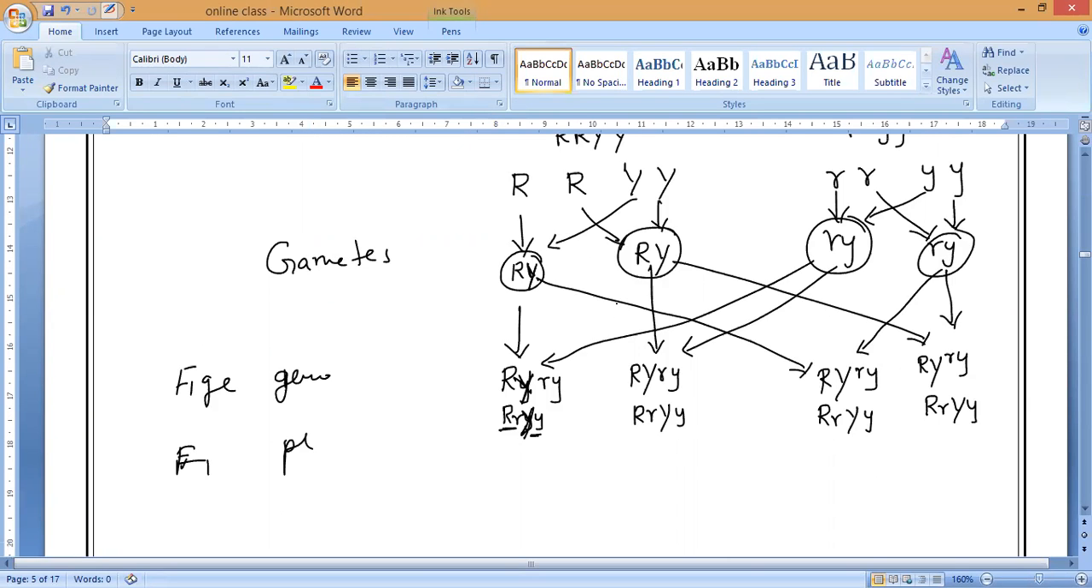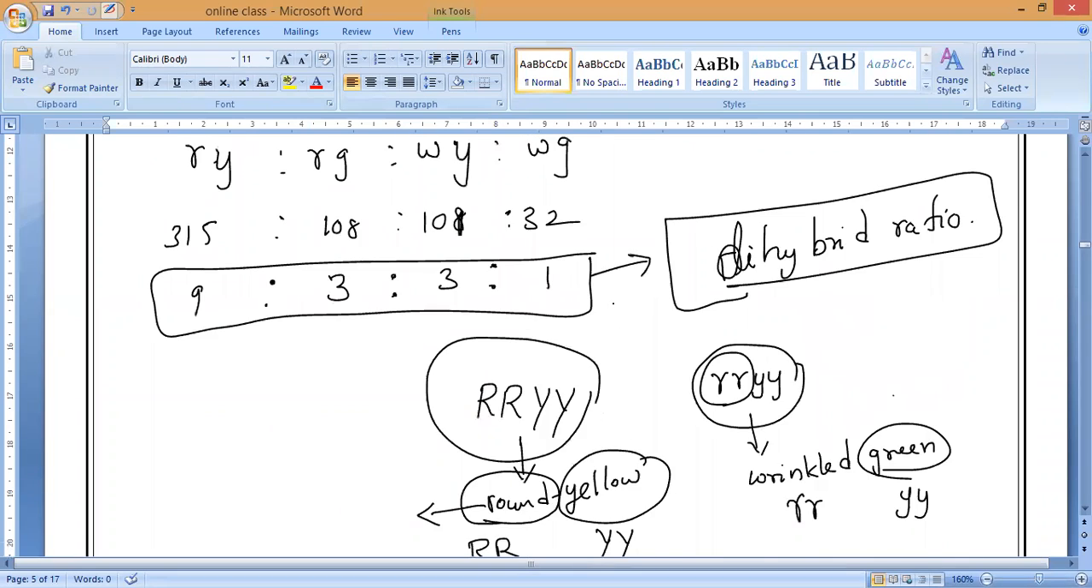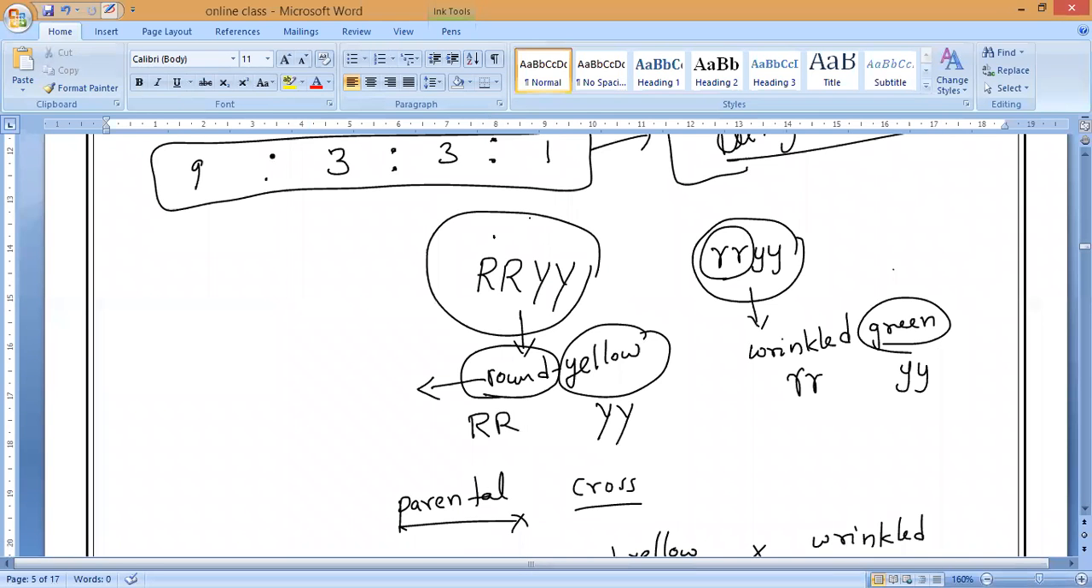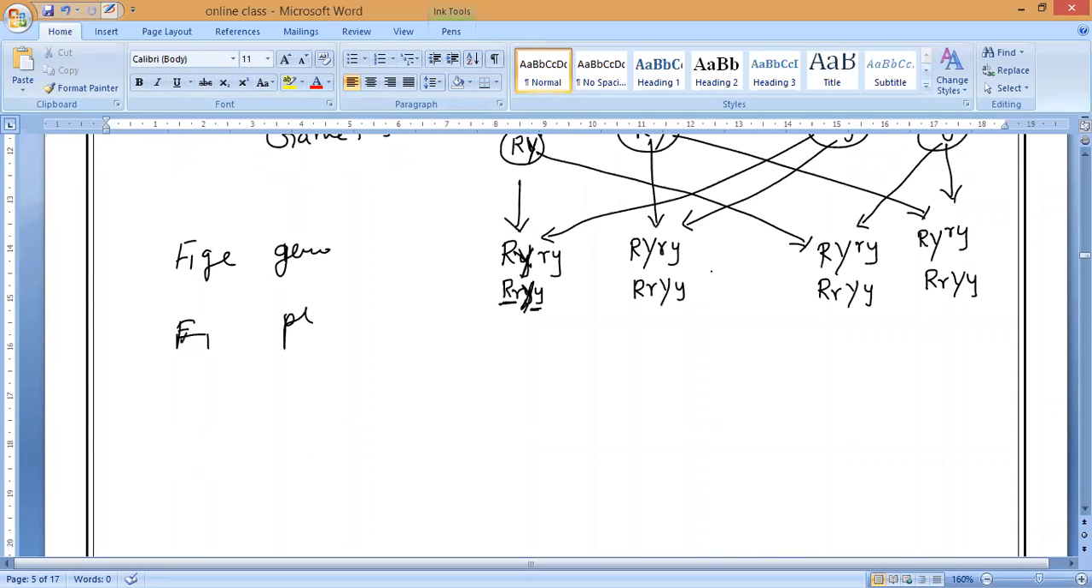So then who is the dominant trait here? We already know. Capital R, capital Y. What is the recessive trait? Small r, small y. So we can say here what will come, all? All it will come round yellow seeds. Understanding? And here also round yellow seeds. This is also round yellow and round yellow seeds. Now this is the phenotype.